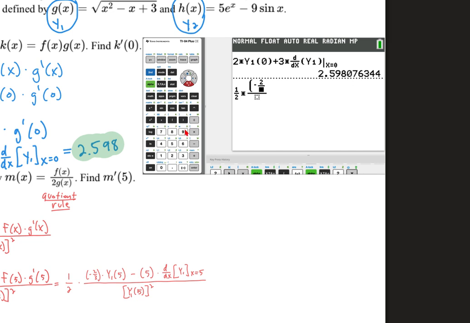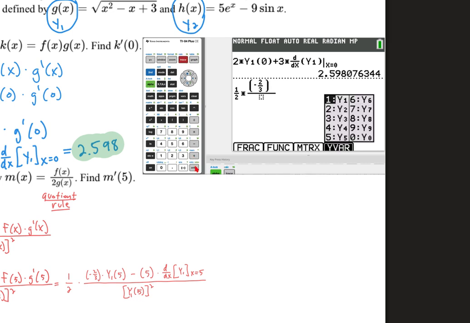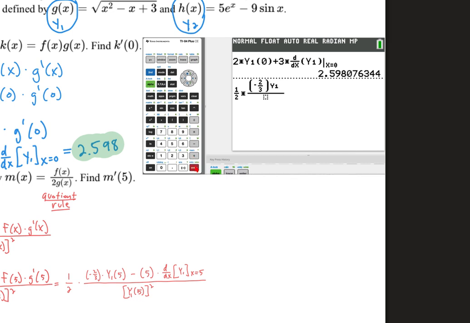Okay, there's our negative 2/3. We'll times that by y1 at 5. You don't need a times sign, a multiplication symbol. You just do y1 of 5, minus, so we found that f of 5 was 5, and then times that by the derivative of y1 at x equals 5.